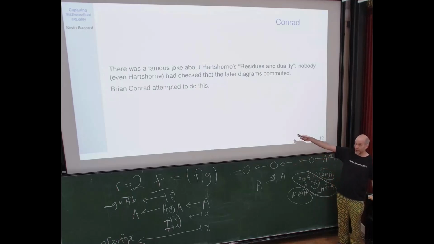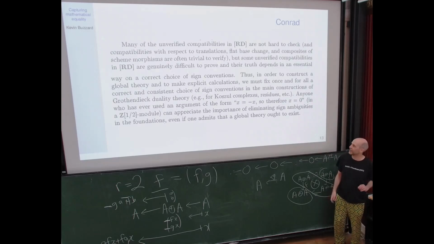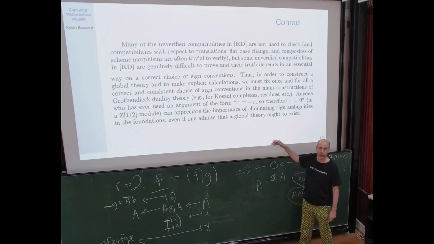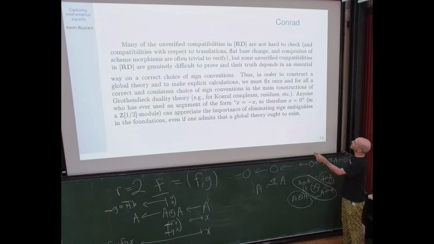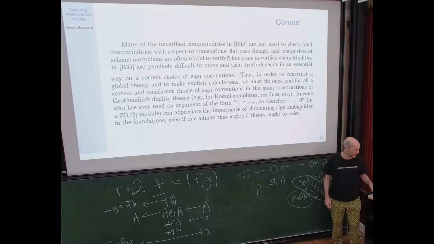So Brian Conrad, who's a very careful mathematician, attempted to work out what the heck was going on. So Brian Conrad rewrote Hartshorne's book. He argued that in the book there were unverified compatibilities, meaning that Hartshorne is claiming that some function equals some other function, but notes that actually it might be minus that. Most of them aren't hard to check, but some of them are genuinely difficult, he says, and they're truth-dependent in an essential way on a correct choice of sign conventions.